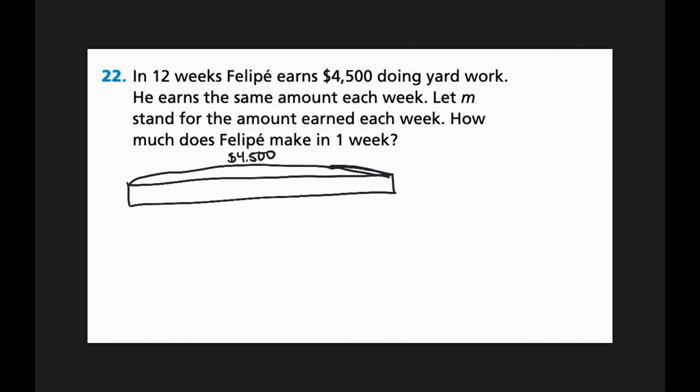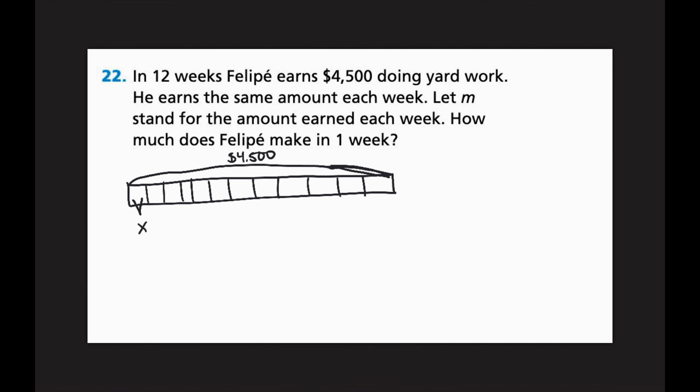4,500. Okay. And how much time did it take him to order that? It was divided over 12 weeks. Okay. Ideally, you want these to be a little bit more uniform and the same size, but in the interest of time, we'll have it like this. Okay. So what we want to know is how much he earned in 1 week in this little section right here.